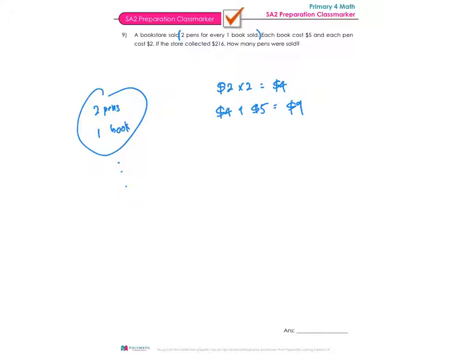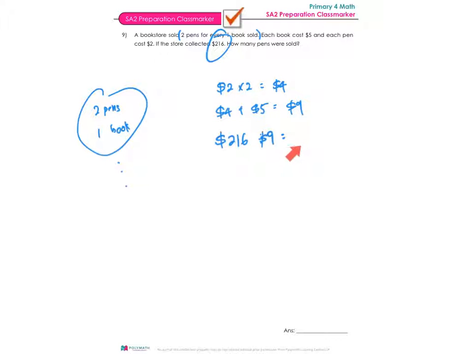Now that we know how much you are going to pay for 1 group, you will just need to do division. So how many groups do you need to make $216? That is the question you should ask. $216 divided by $9. I'm taking the total amount that the store collected divided by the value of 1 group.